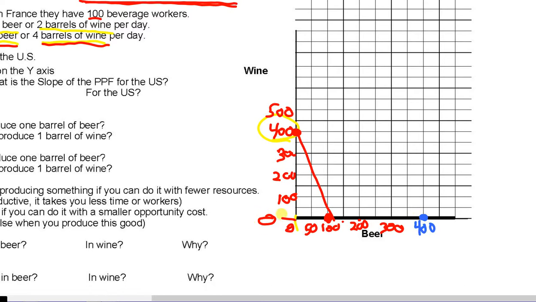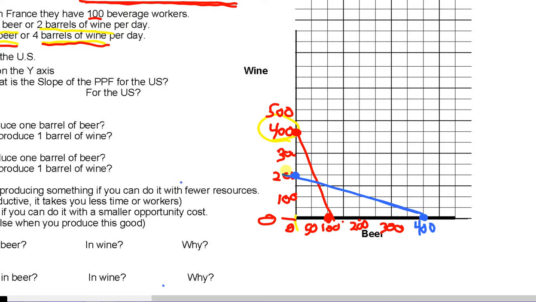However, what if all those 100 workers made wine? Well, 2 barrels per day times 100 workers would be 200 barrels of wine. And if we connect those 2 dots, we will have the production possibilities frontier for the United States. So let me connect those here.